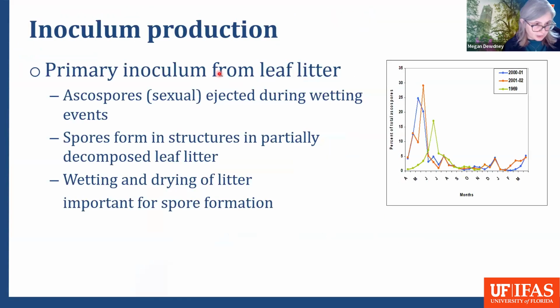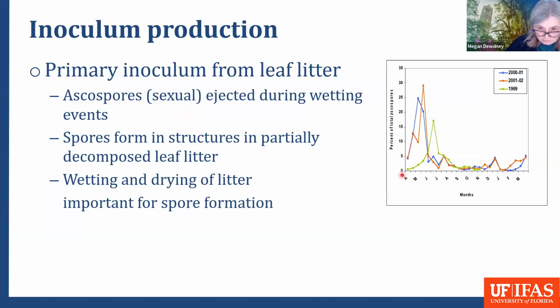So inoculum production, as I mentioned, the primary inoculum is coming out of the leaf litter, but from those specialized structures. In this case, the primary inoculum of this fungus are the ascospores, which are a sexual spore. They are ejected during the wetting events. They form in the partially decomposed leaf litter, and the wetting and the drying of the leaf litter is really important for the spore formation.